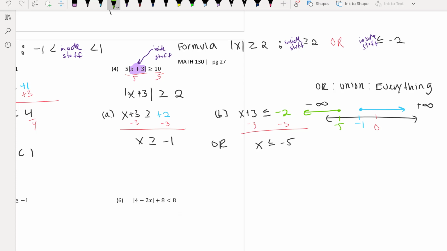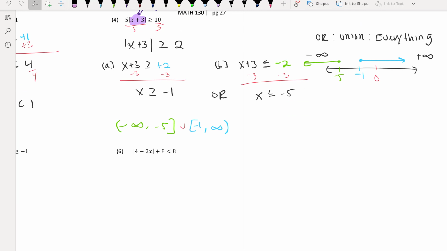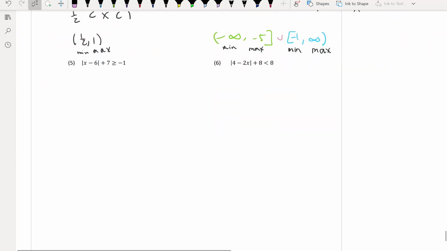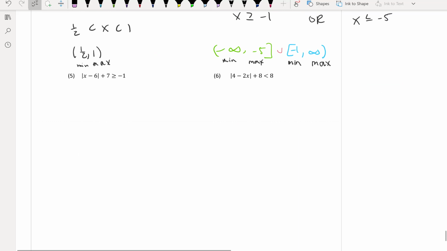So I would rewrite this for interval notation. Your smallest value is -infinity to a -5, and that is a bracket, union, and that blue inequality is a -1 bracket, union, to a positive infinity parentheses. And remember, I'm going from my minimum to my maximum and my minimum to my maximum. Okay, so we have 2 last examples to go, and let's see what happens here.